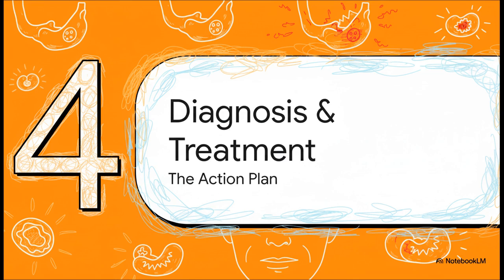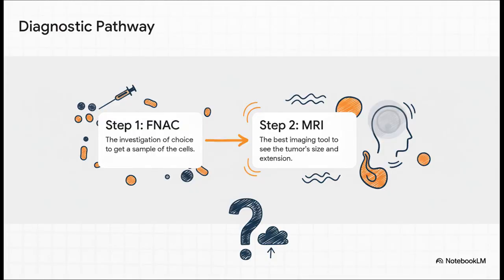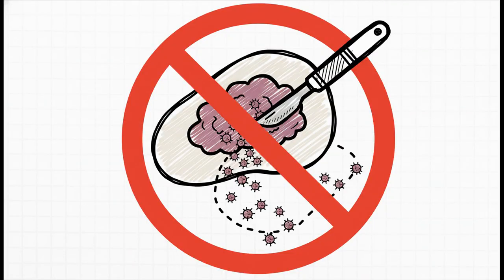Okay, so we know what to look for. Now, how do doctors actually figure out what's going on and what's the plan of action? The diagnostic pathway is usually a pretty clear two-step process. Step 1 is something called a fine needle aspiration cytology, or FNAC for short. It's the first-line investigation. They use a really thin needle to pull out some cells for a quick look. Then step 2 is usually an MRI. That's the best tool we have to see exactly how big the tumor is and if it's spreading into any surrounding tissues.